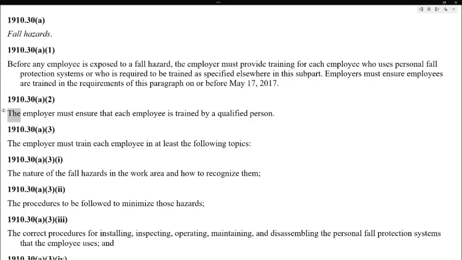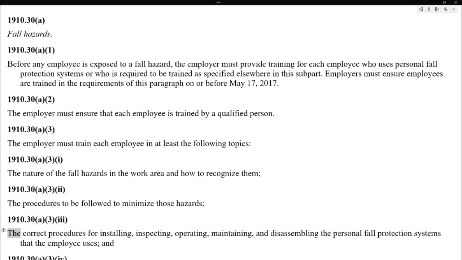1910.30(a)(2). The employer must ensure that each employee is trained by a qualified person. 1910.30(a)(3). The employer must train each employee in at least the following topics. 1910.30(a)(3)(i). The nature of the fall hazards in the work area and how to recognize them. 1910.30(a)(3)(ii). The procedures to be followed to minimize those hazards.